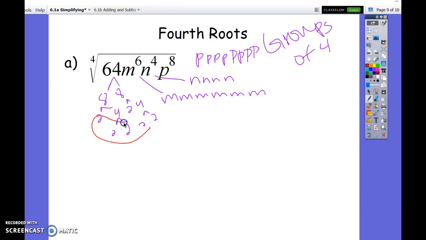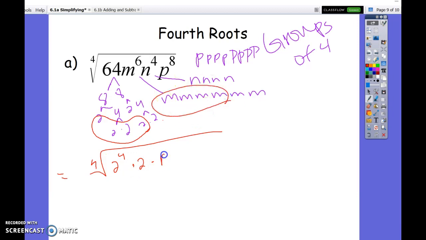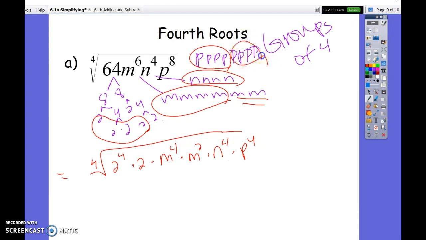Looking at our 2's, we've got 4 2's here and then 1 extra. So I'm going to go ahead and write that in my radical. So I have 2 to the 4th power times that extra 2. Okay. Looking at my m's, I have 4 m's, so that's m to the 4th. And then I've got an extra 2, so that's m squared. Looking at my n's, I have 4 of those, so that's n to the 4th. Looking at my p's, I have p to the 4th, and then another p to the 4th.